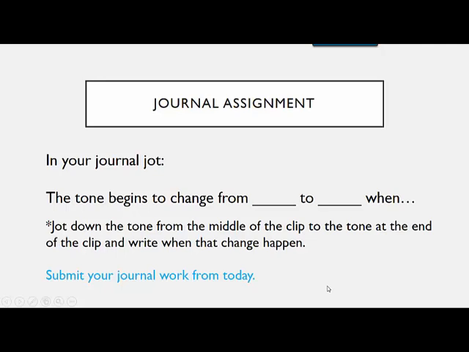Okay, so what I want you guys to do now in your journal is to write the sentence, the tone begins to change from blank to blank when, and then you're going to fill in the blank. So you can choose what tone you think it's presenting, what word describes it. Okay, so you're going to jot down the tone from the middle of the clip, so from when she sees the wardrobe, to the tone at the end of the clip for when she's in Narnia. Okay, and write when that change happened.